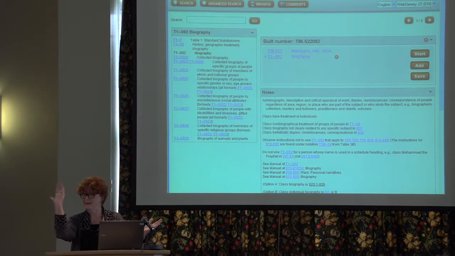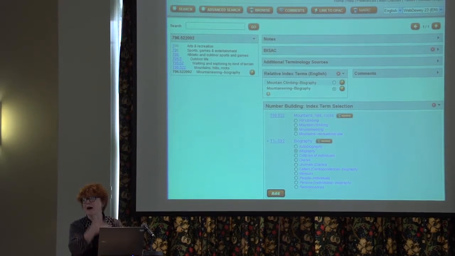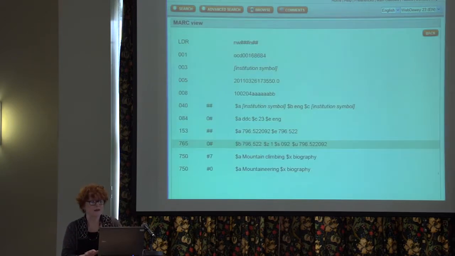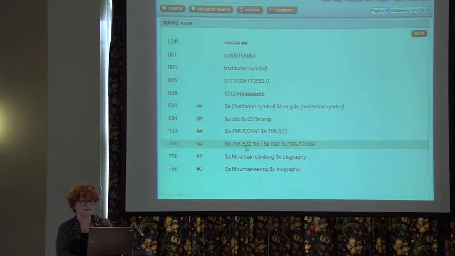And behind it, it's going to be building this MARC classification record. It asks you if you want to add an index term, and you can select index terms here from a pop-up script that are already in the relative index, or you can add your other terms. So here you have the class record that's being built. And I want to point out the 765 field because this is that base number for mountain climbing. And here is the table 1 notation. And then put all together, that's the built number.